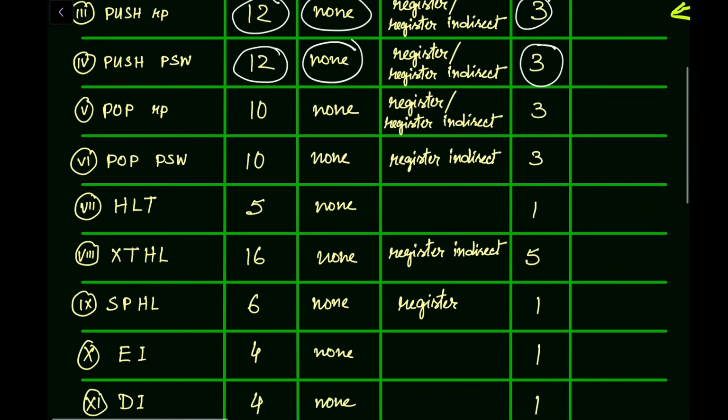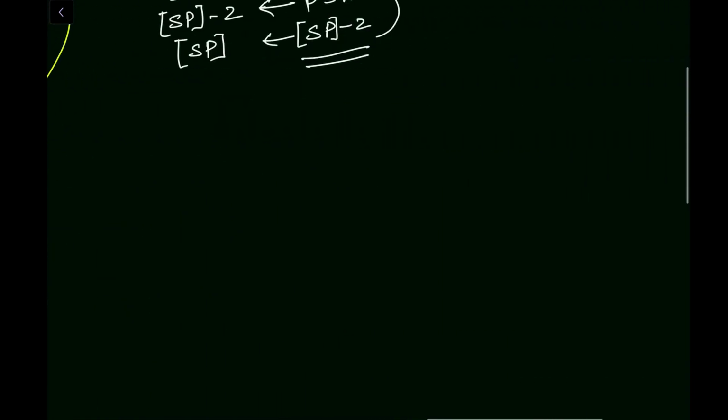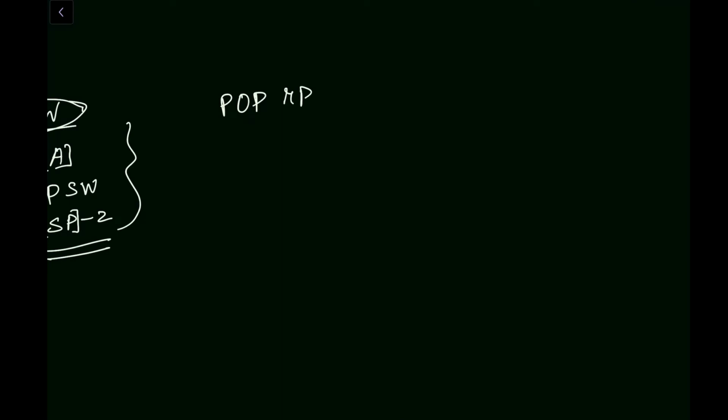And next we have the POP RP. Push RP means we send the data into the stack, and pop means moving data from the stack into the register pair. RP here also means the register pair. Let me write down POP RP here. What is the meaning of pop? Pop means we have to take something from the stack.